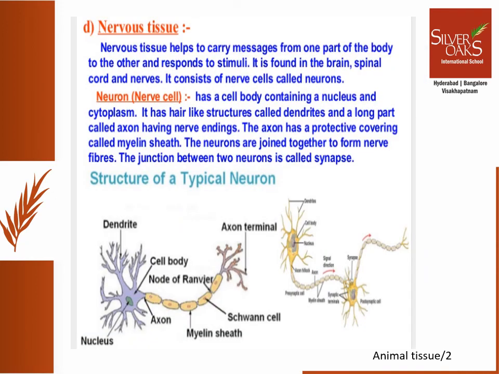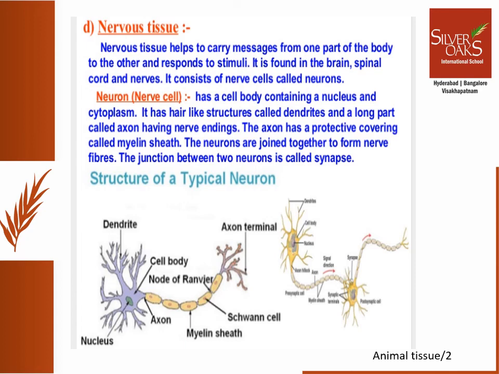Now let's learn about the last type of tissue, which is the nervous tissue. We all know that nervous tissues help the organisms to pass messages from one part of the body to another part of the body, and also the nervous tissues are responsible if we have to respond to any external stimuli. They are found in the brain, spinal cord and nerves, and they consist of cells called nerve cells or neurons. Now let's see the detailed structure of a nerve cell.